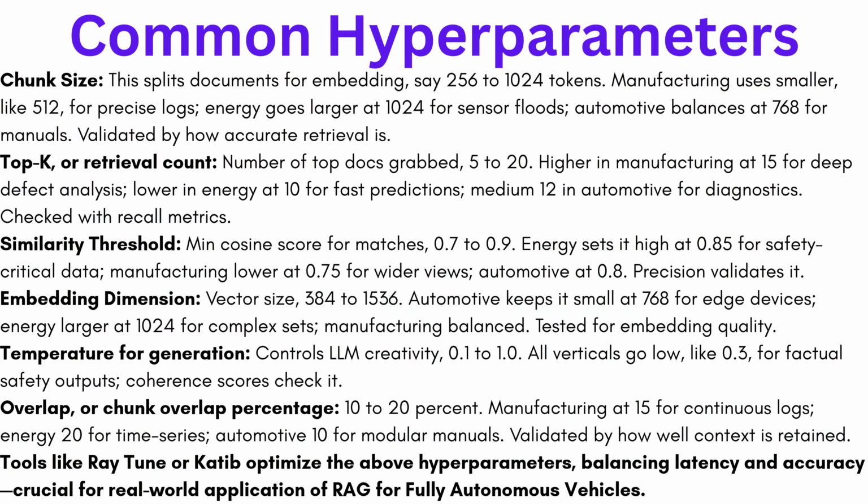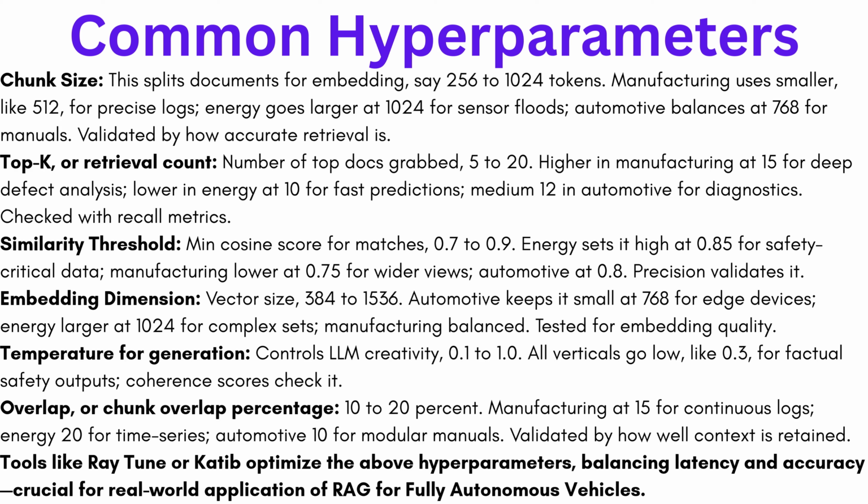Chunk size. This splits documents for embedding, say 256 to 1024 tokens. Manufacturing uses smaller, like 512, for precise logs. Energy goes larger at 1024 for sensor floods. Automotive balances at 768 for manuals. Validated by how accurate retrieval is.